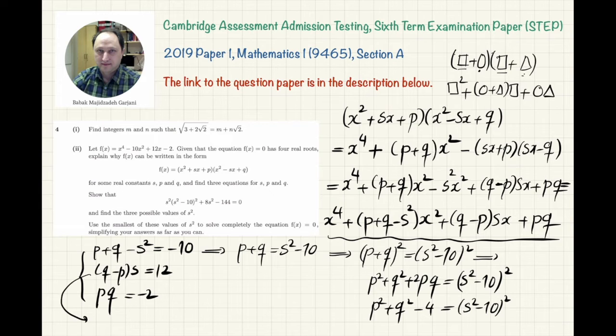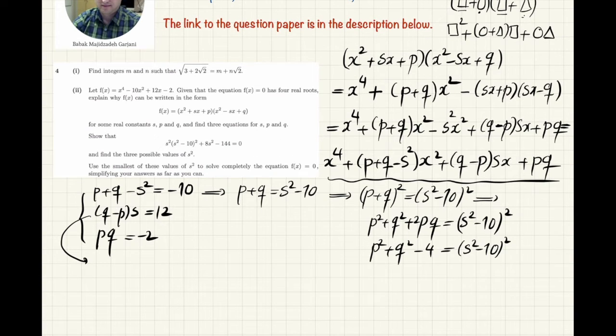Hopefully you can guess. Here I divide by s, so q minus p is equal to 12 over s. Of course you know that s cannot be equal to 0. Why? Because if s is equal to 0, the left hand side is 0, the right hand side is 12. So s is not equal to 0, so I can safely divide by s.